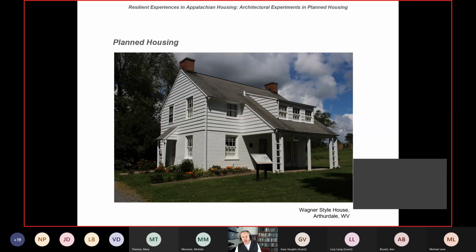This house is at Arthurdale, West Virginia, which is about 30 minutes from Morgantown. And it's from the mid-1930s. You'll see an adaptation of this house in a later slide. You can tour this house when you go to the community, and you can see what was built for these families in 1935 and was considered state of the art for housing for rural homesteads at the time.